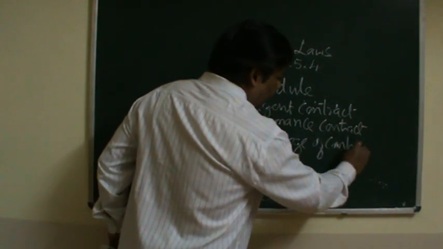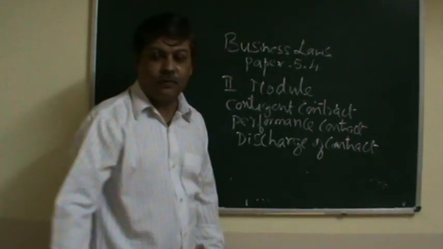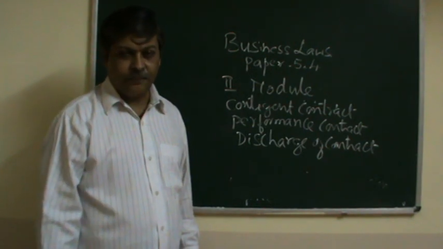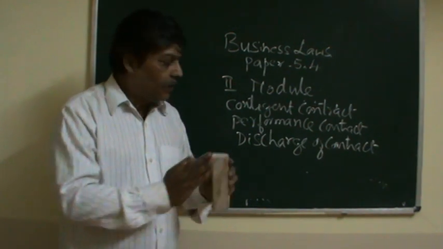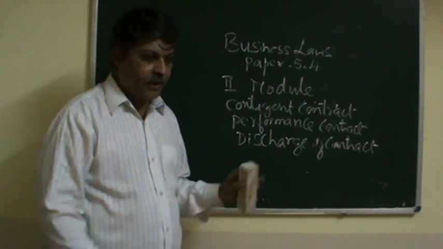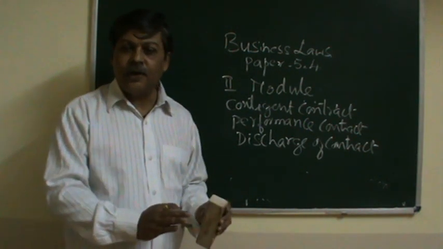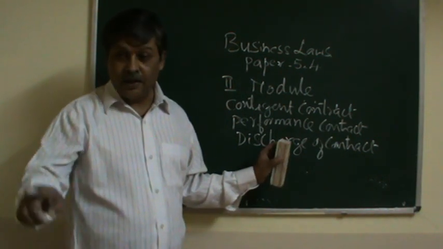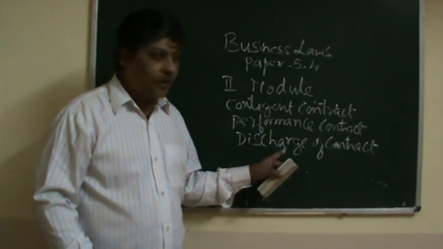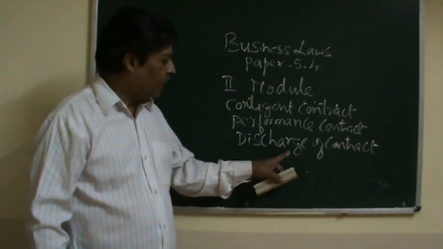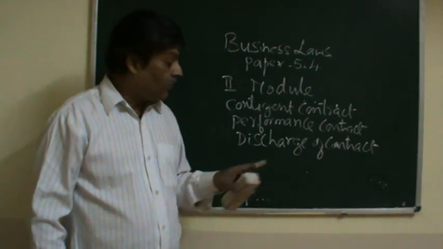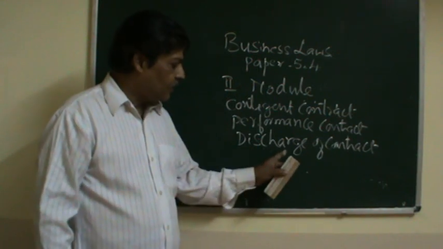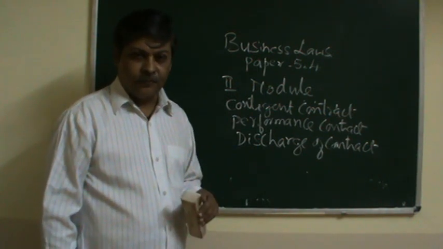Discharge of contract. Modes of discharge of the contract. Which are the different modes of the discharge of the contract? How a contract can be put to an end. Discharge means putting an end to the contractual obligations. That means the discharge of the contract. So how the contract can be brought to an end. This is the next one we are going to study.